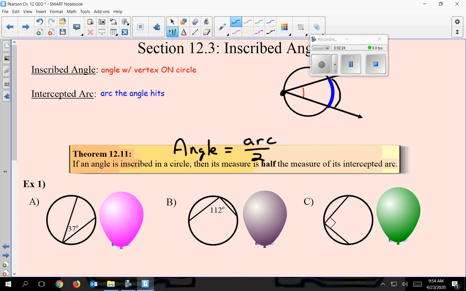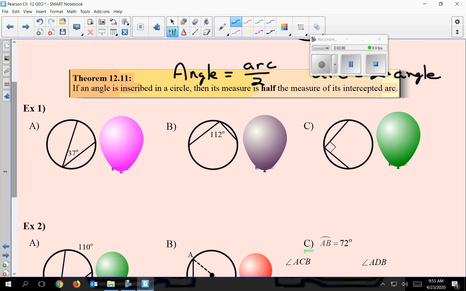Okay. Now what happens is that we play games with that. We can take this rule and turn it around. If I have an angle, I can use that to find the arc, but now I've got to double the angle to get the arc. So we could write this out as the arc is equal to 2 times the angle, whatever that angle might be, okay? Let's use that to do some of these down here.